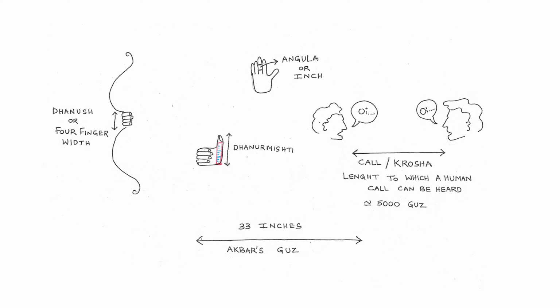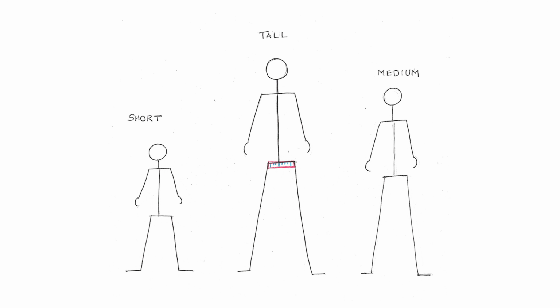In India, the system was slightly different. The four-finger width was called dhanush. The length of the middle joint of the middle finger became angula or inch, and the fist plus the thumb became dhanurmishti. Of course, these measurements differed from region to region, though they all basically used body parts because, as you know, a human body can come in many shapes and sizes.